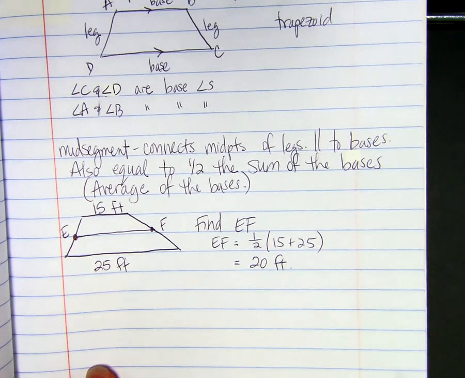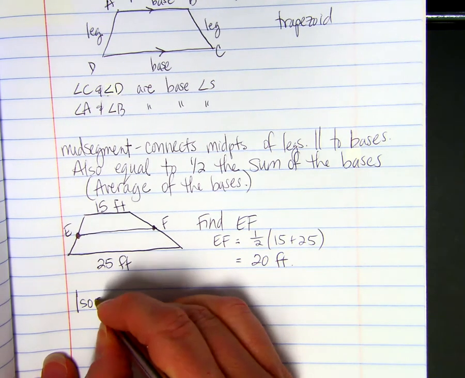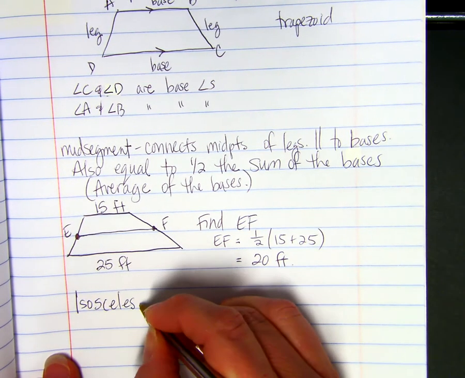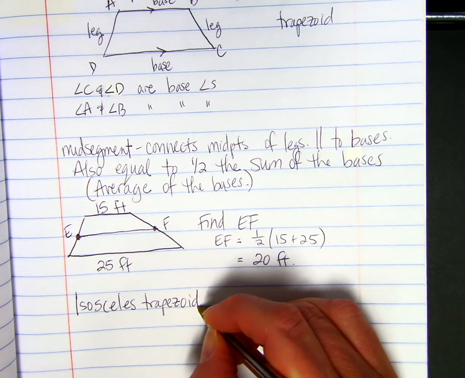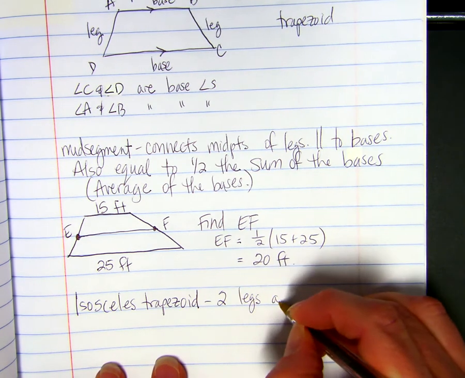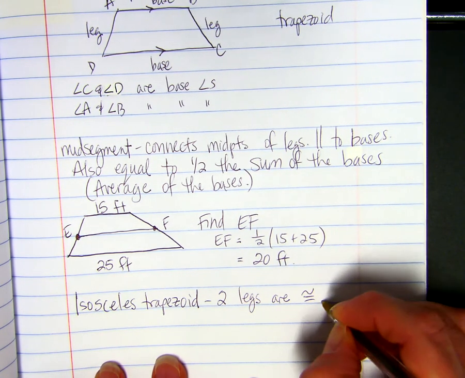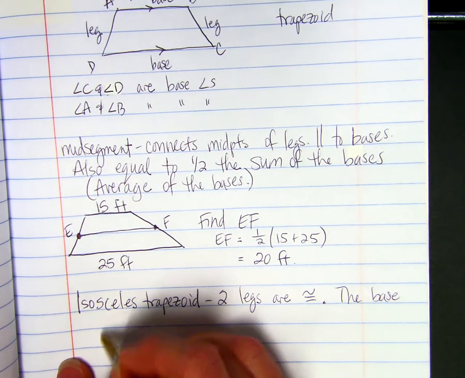Now in an isosceles trapezoid, both of the legs will be congruent. And the base angles will be congruent.